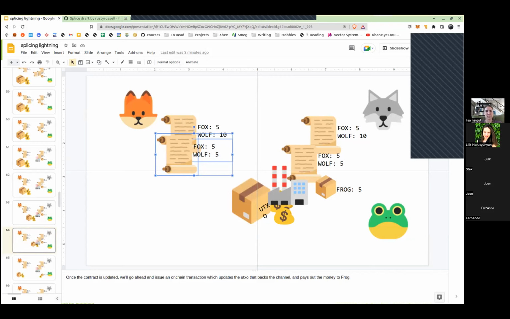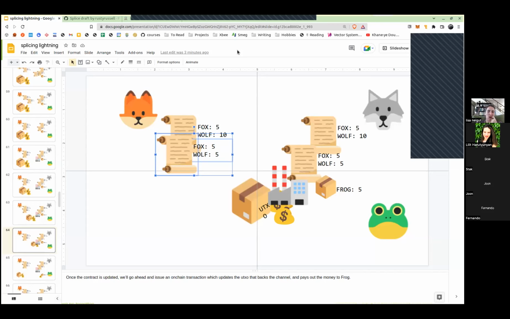Cool. Thank you, Liz. One more question. Yeah. Thank you, Nicolas, by the way, for the question. And the question is, what are the advantages of splicing compared to on-off-chain swaps? Both involve an on-chain transaction. Both allow you to operate the channel while the operation is underway.